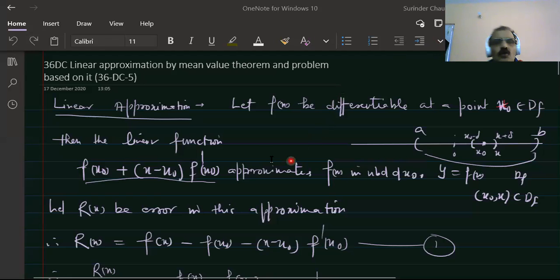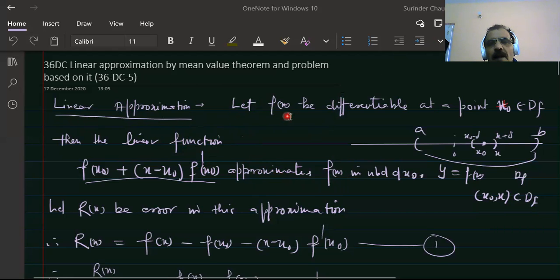Hello students, this is the concluding lecture of the general mean value theorem, and we'll come to know that when we are using this mean value theorem for the expansion of f(x), how much will be the error in that. The linear approximation will derive the linear expression, and we'll find the approximate value of some values.